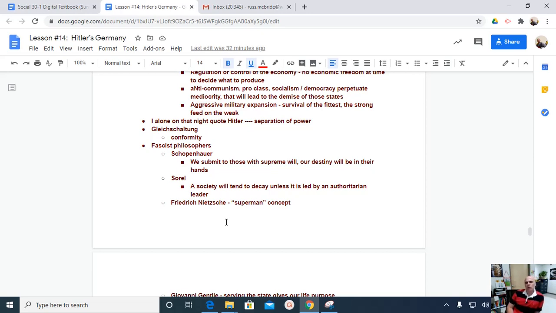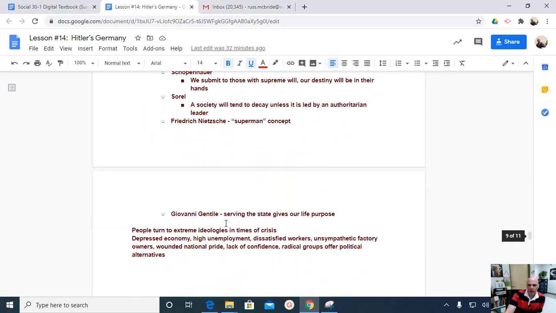There are some people that would agree with these policies, and one is Schopenhauer. And he believes that our destiny should be in the hands of those with supreme will. And Sorel would add that unless we put society in the hands of those with supreme will, a society will tend to decay. Nietzsche called these individuals with supreme will supermen. And Carlyle talked about the great man theory. And finally, Giovanni Gentile talked about how the state can give our lives purpose, that individualism will be a purposeless life, and therefore we need to find those with supreme will to guide the state to greater unified glory.